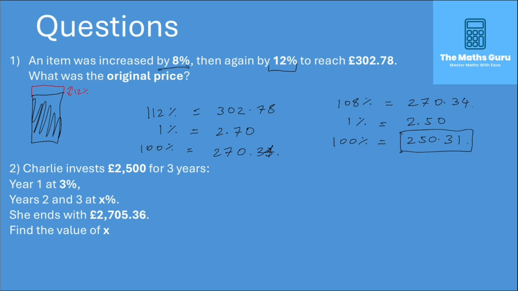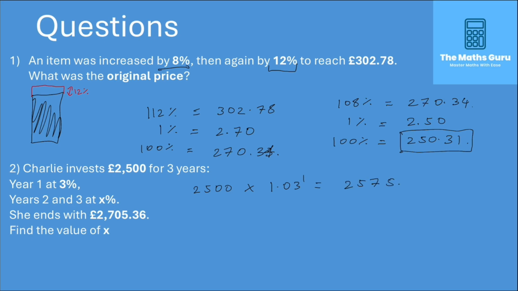Okay, it tells us that Charlie invests £2,500 for 3 years: year 1 at 3%, years 2 and 3 at x%. And she ends with £2,705.36. So we can first do the first year and say 2,500 times our percentage multiplier, in this case 1.03 to the power of 1. So 2,500 times 1.03 will give us £2,575.